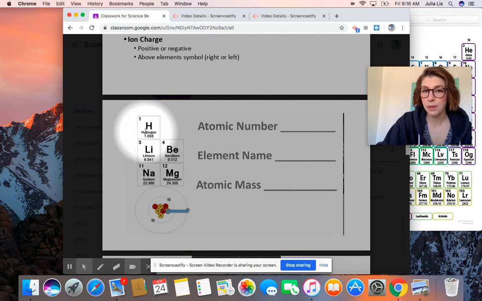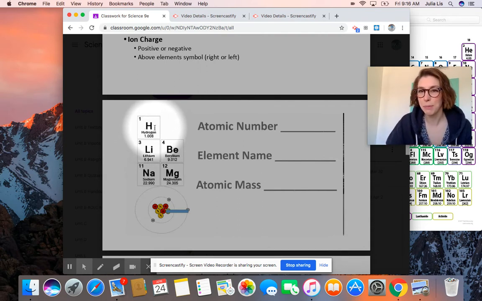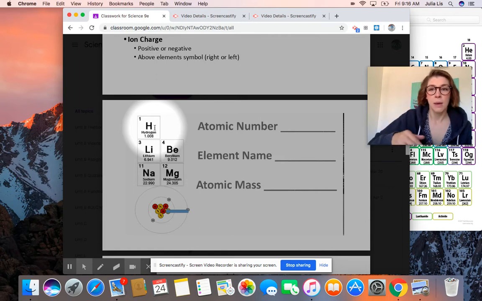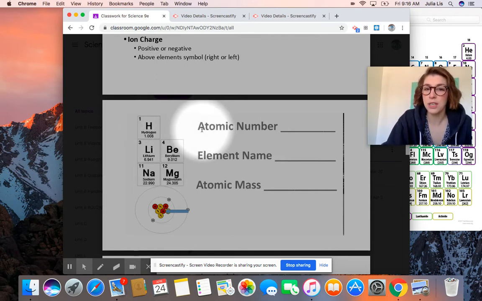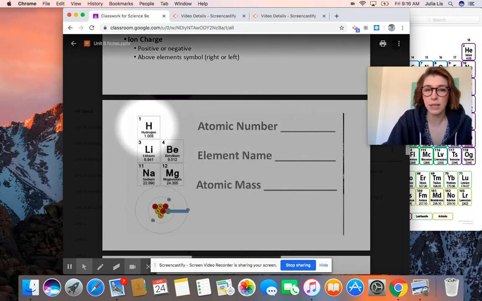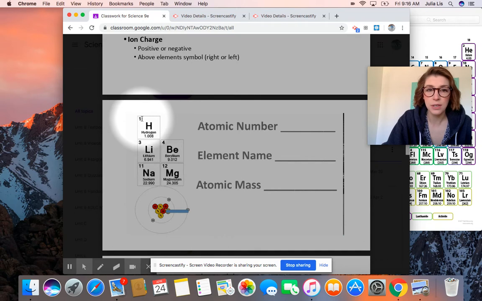So I want to do a little practice here. Usually in class, I get you guys to come up to the smartboard and do this with me. But we're going to do it like this. So hydrogen, I would want you to tell me what the atomic number is. So here, if you look at the tile of hydrogen, you'll see at the top left-hand corner 1. So that's how many protons it has.